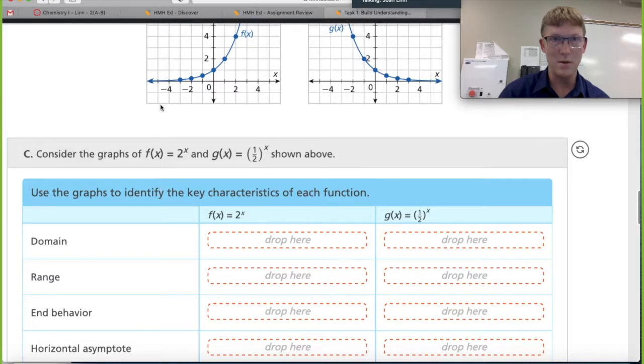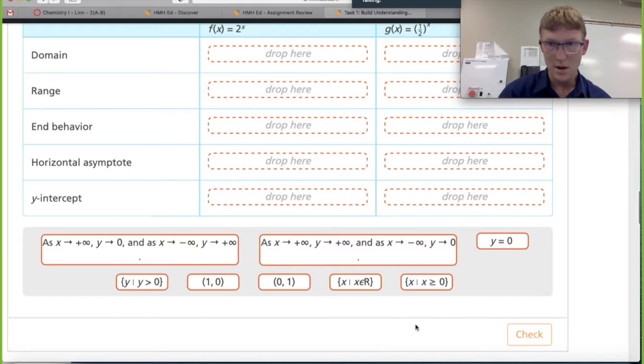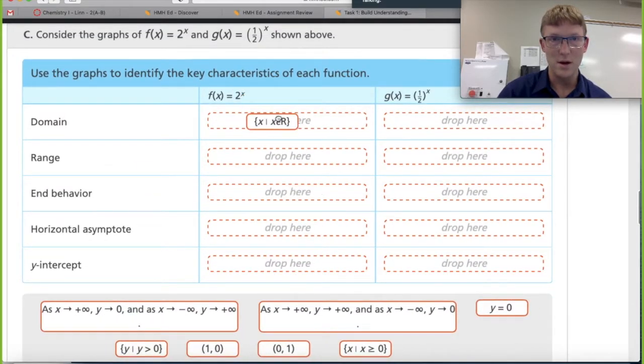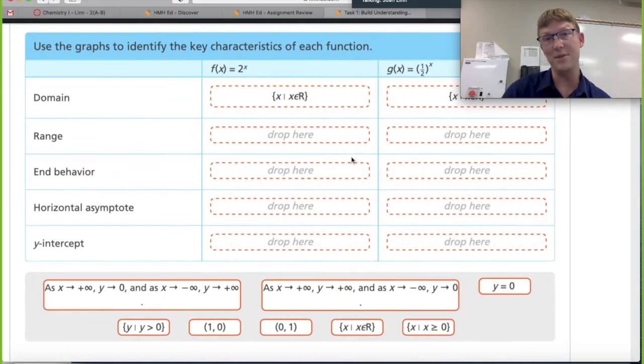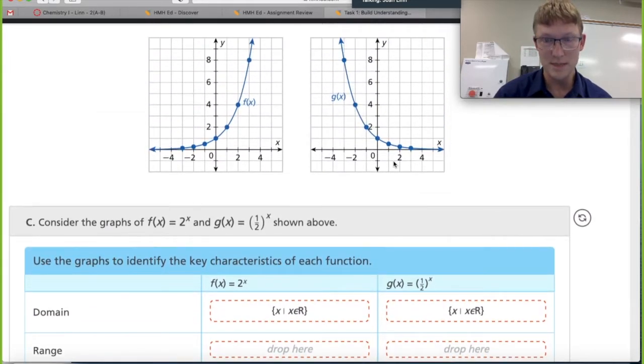So our domain, what values of x can we possibly shove in there? I'm going to say all values of x. So that's this guy right here. This reads values of x such that x is within the set of real numbers. That's what that capital R means. I think I've used that before, but that is math lingo for all real numbers. And I put it both places because, again, you can look at any x here and there is a value for it.